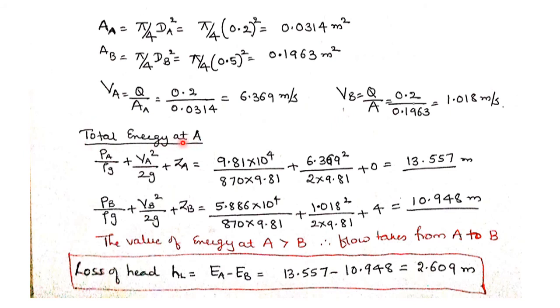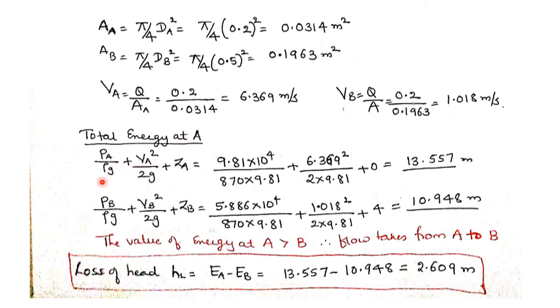Now let us calculate the total energy at A. The same equation we have written, but we have calculated it here separately. It is P divided by rho g, plus V square by 2g, plus Z: Bernoulli's equation at section A and at section B, calculated separately. PA divided by rho g, this value is given. I have substituted all the values here, and my total energy at A is 13.557 meters. For the total energy at B, I have substituted PB divided by rho g, the velocity at section B squared divided by 2 into 9.81, plus ZB, which is 4 meters. So the total energy at B is 10.948 meters.